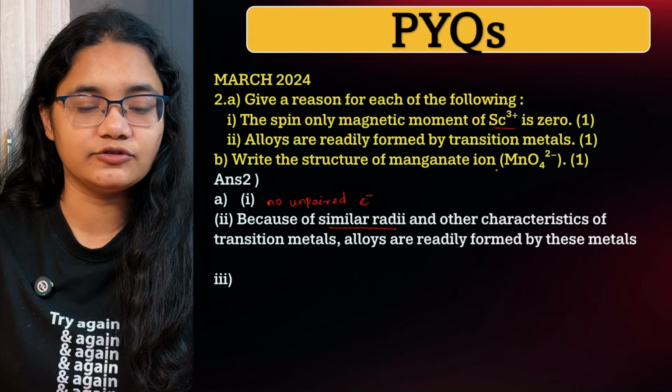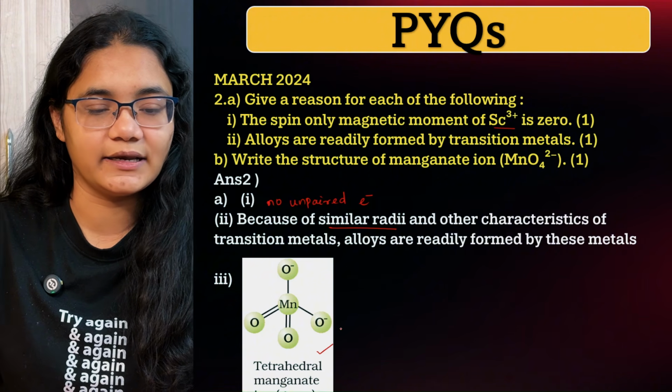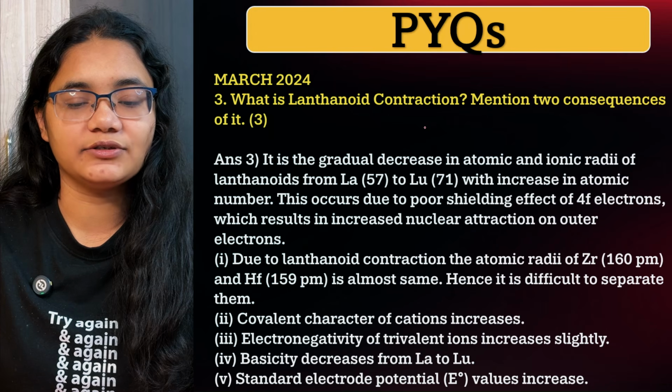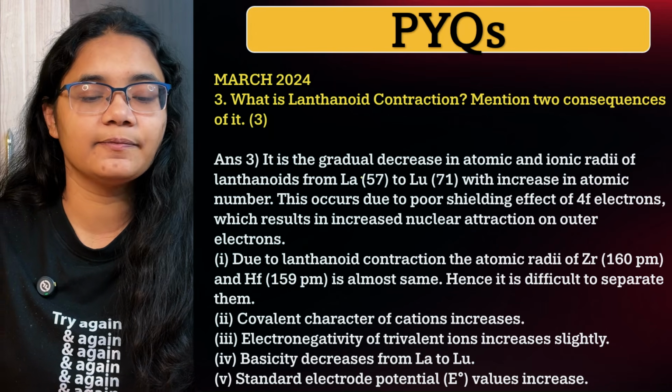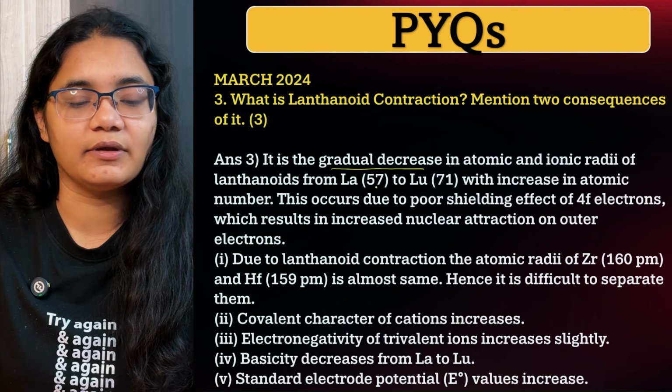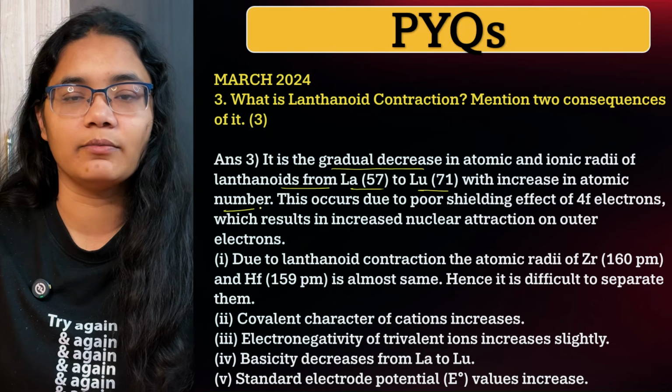So next, write the structure of MnO4 2-. This is the structure of MnO4 2-. Next, what is lanthanide contraction and mention two consequences of it. So lanthanide contraction is the gradual decrease in the atomic and the ionic radii of lanthanides from lanthanum to lutetium with the increase in atomic number.